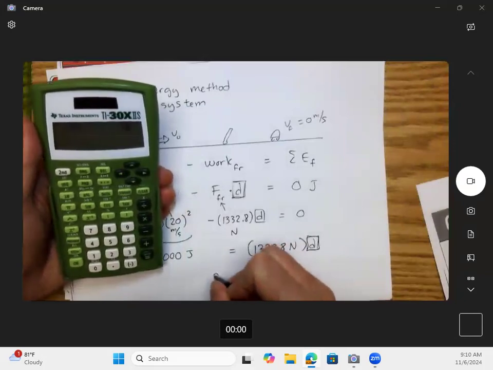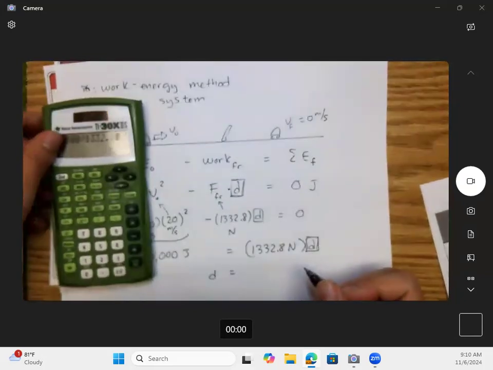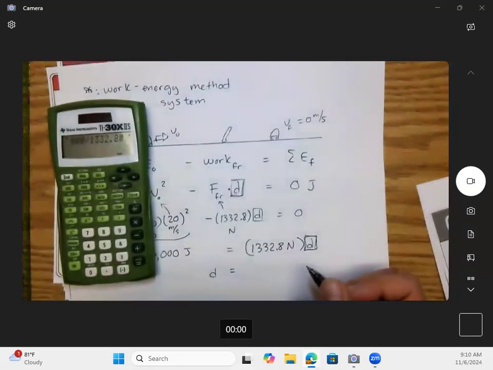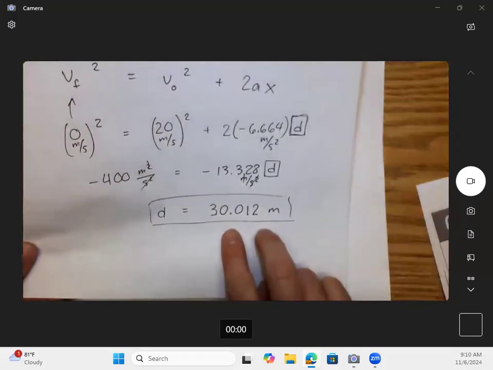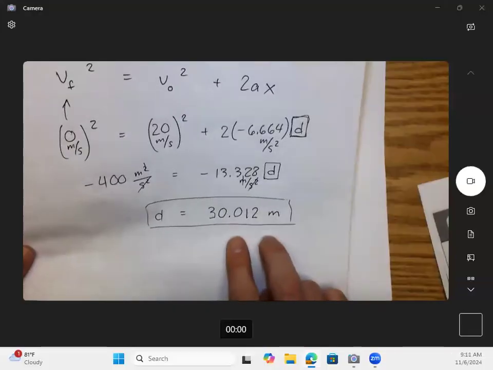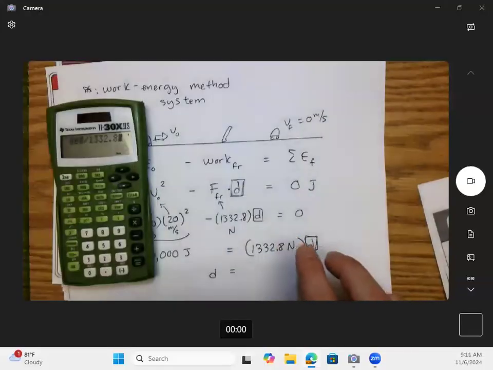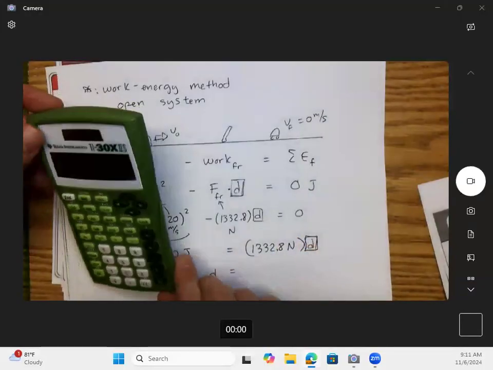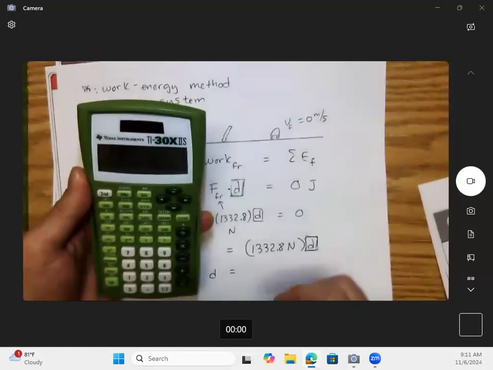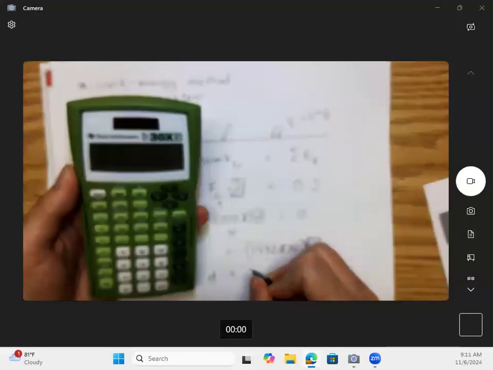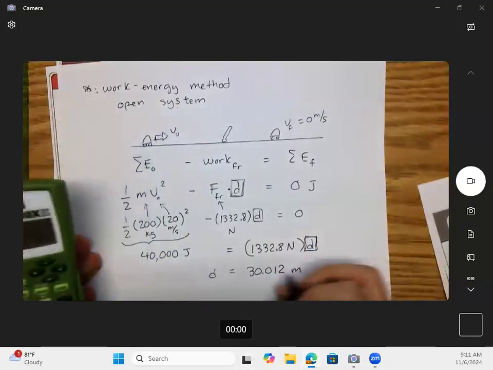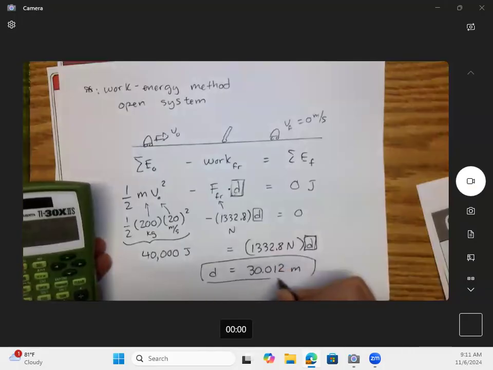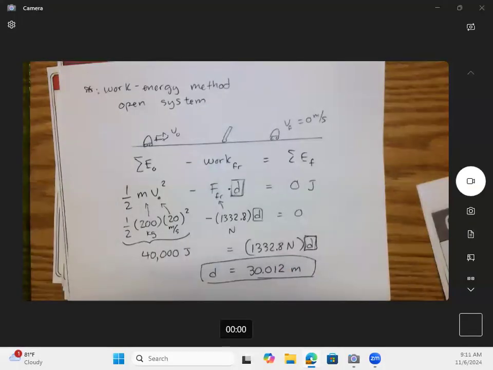Braking distance is. All right, you guys ready for this? The answer has to be 30.012 meters, right? Like down to the millimeter. Let's see if it's the same answer down to the millimeter. Oh yeah. 30.012. And the unit is meters. There you go. Look at that. It's the same answer.